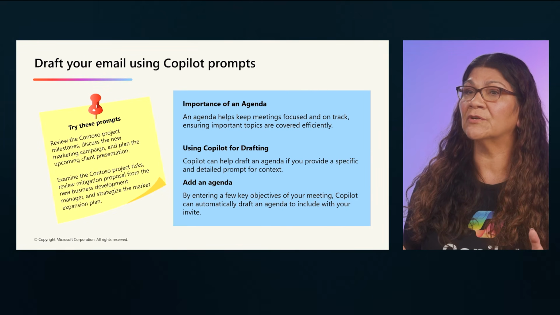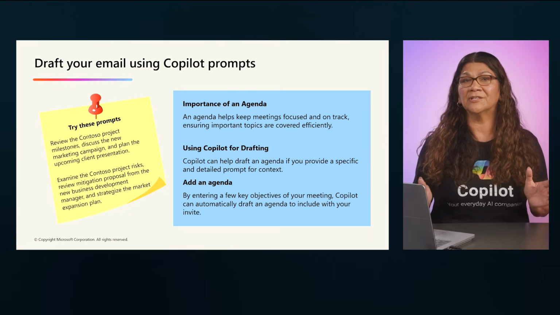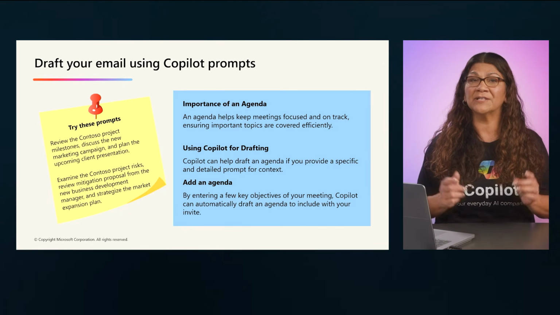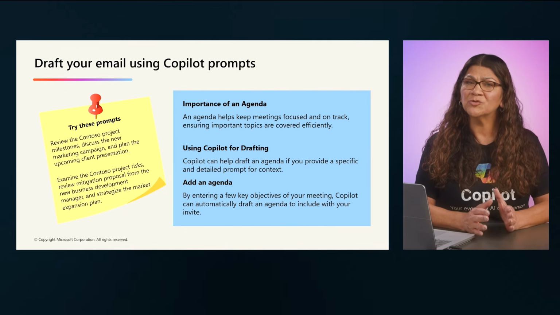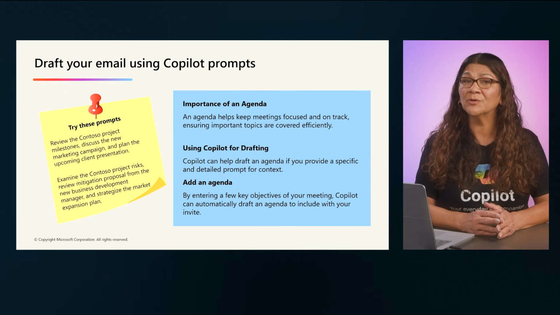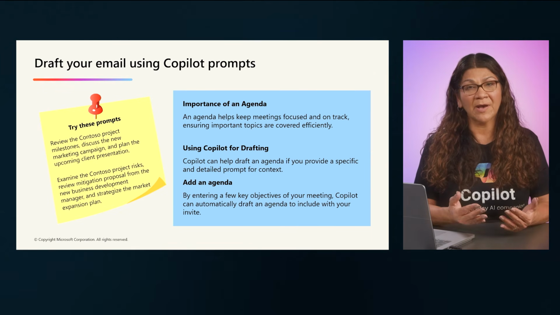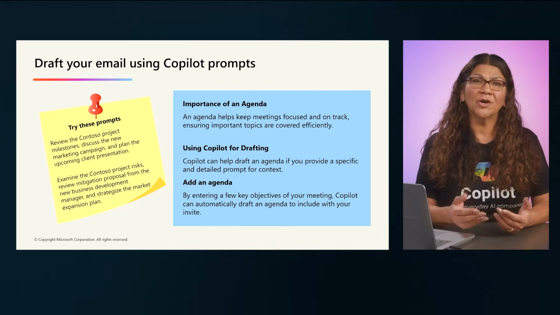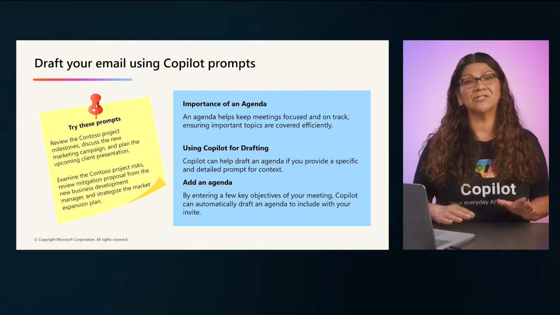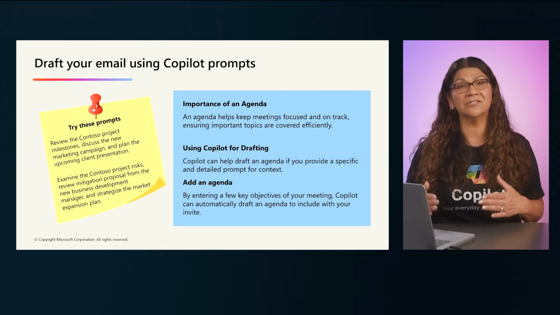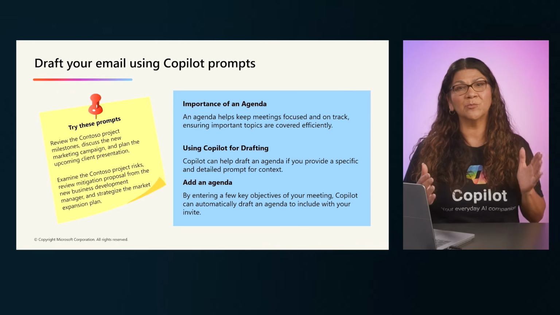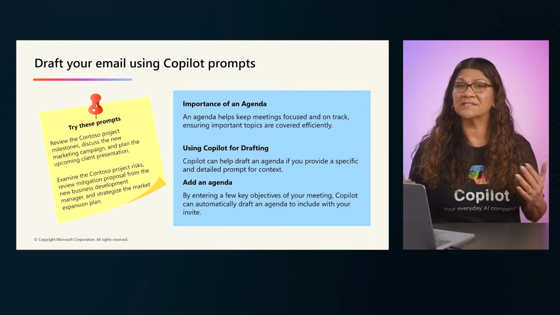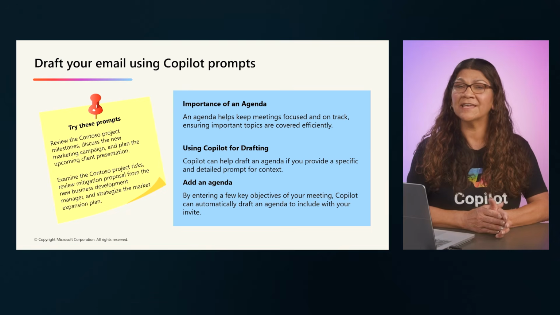Meetings are most effective when they're focused and intentional, and Copilot in Outlook helps you get there by drafting clear agendas directly from prompts. By using Draft with Copilot, you can describe the goals of your meeting, such as reviewing milestones, discussing campaigns, or planning next steps. And Copilot turns that context into a structured agenda you can easily edit and include with your invite. This ensures important topics are covered, keeps discussions on track, and sets clear expectations before the meeting even begins.